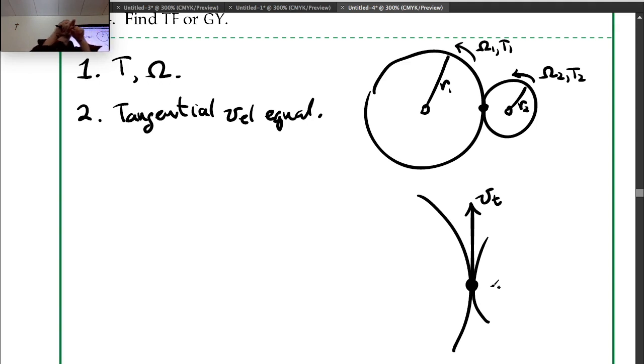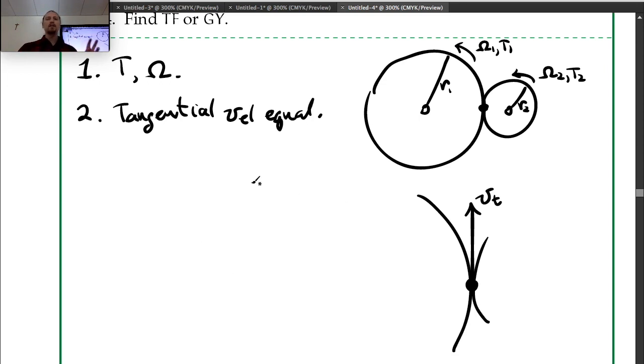At that point where they're meeting, they're not slipping, so they must be moving at the same velocity. It's sort of like rolling when you did dynamics problems. At the point of contact, that's the instantaneous center of zero velocity, right? So, yeah, rolling's always weird. Freaks everyone out. But, yeah, so we've got a tangential velocity there.